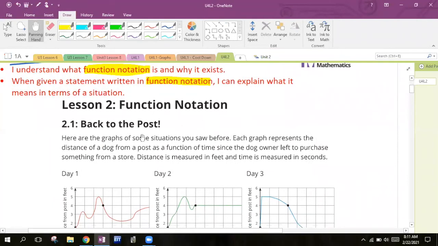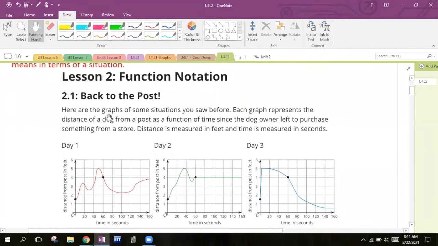All right, so function notation 2.1. Here are the graphs of some situations you saw before. Each graph represents the distance of a dog from a post as a function of, remember that phrase, as a function of. We know that when it's written like that, that variable that comes before is our what value? Y. The Y value, or the output, or the dependent variable. And we know that the one that comes after is our X. Okay. Distance is measured in seconds.